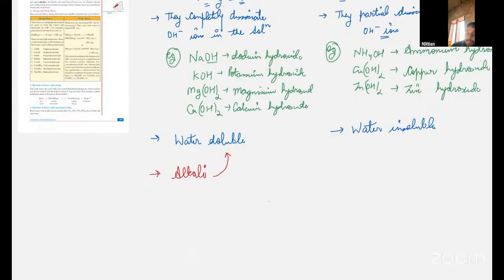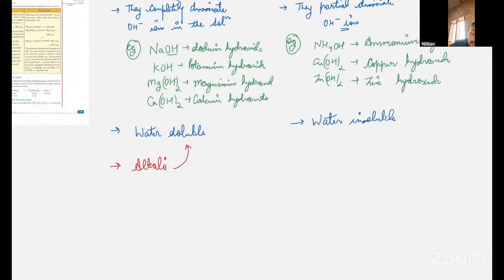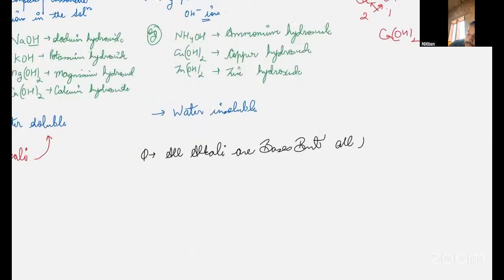Okay. Now the question arises here like this: all alkali are bases, but all bases are not alkali. Why? The question arises like this. All alkali are bases, but all bases are not alkali. Why?